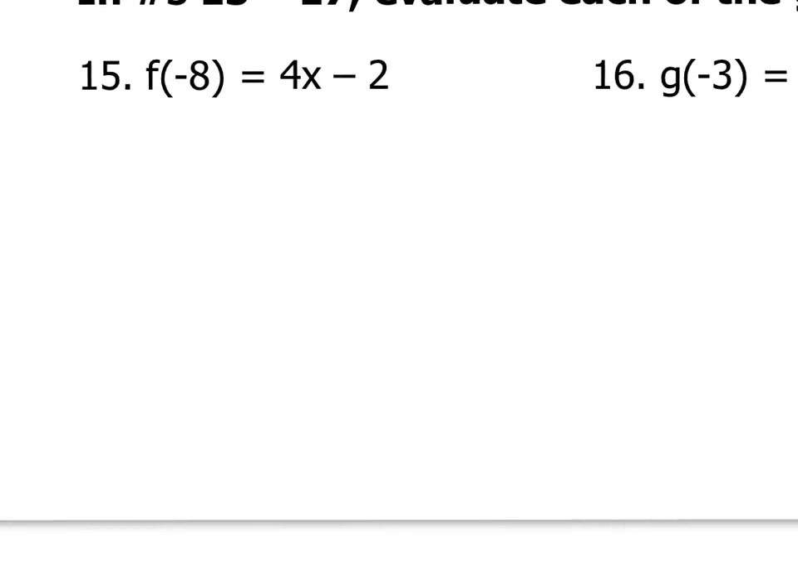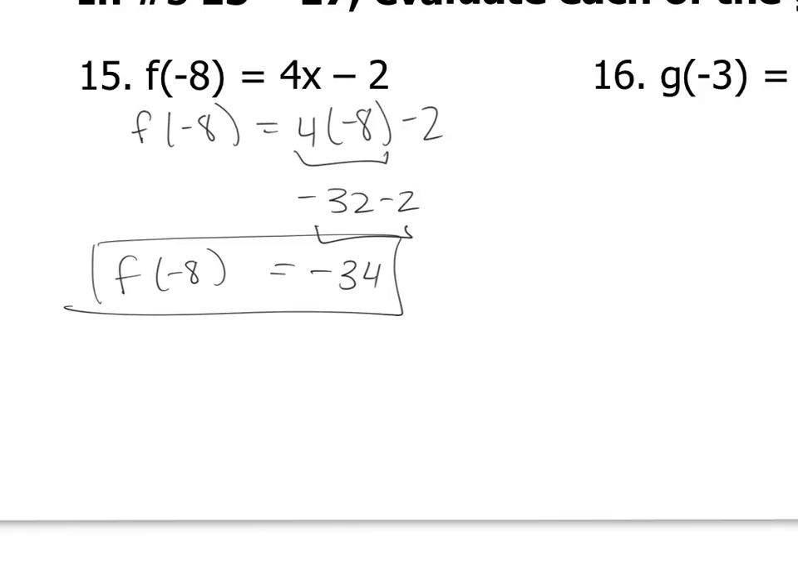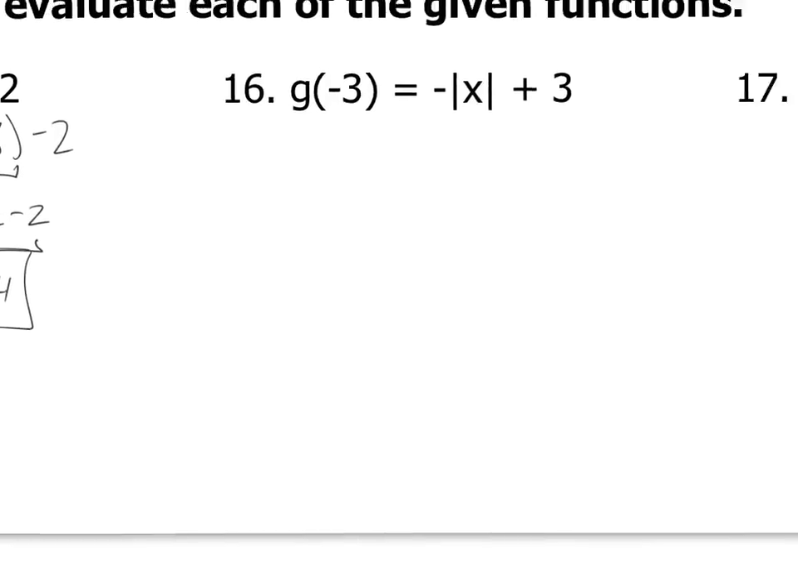For the last one, 15, we're going to plug in negative 8. So f of negative 8 will be 4 times negative 8 minus 2. 4 times negative 8 is negative 32. Minus 2 is going to give me negative 34. Make sure you have your function notation for that, so I know that you took the function f, plugged in negative 8, and got negative 34.